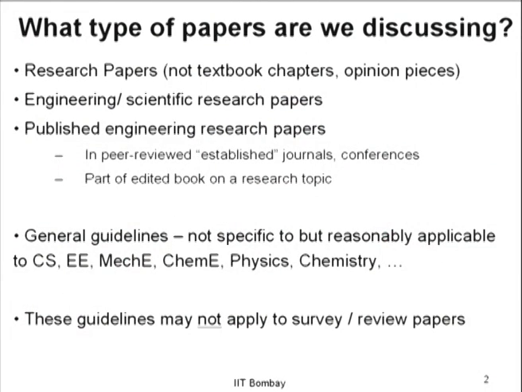What we are talking about here are engineering and science research papers that have been written in a scientific manner, and we will try very hard to restrict ourselves to published engineering research papers. And what we mean by published here is those articles that have been published in peer-reviewed journals, in the so-called established journals which are known in a community of researchers, or peer-reviewed conferences.